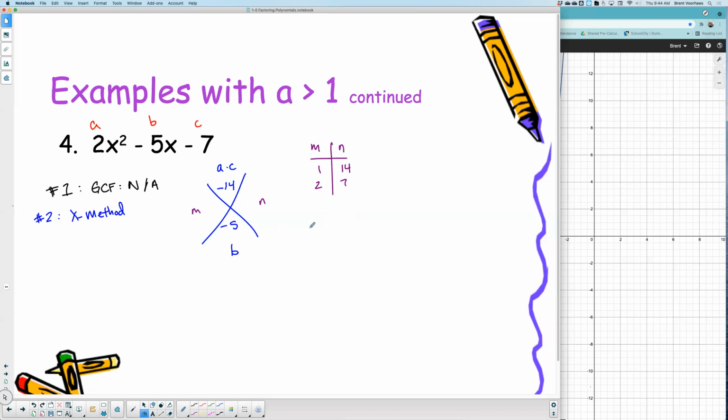Which one could give me a -5? Yeah, I hear 2 and 7. Sydney, what combination of 2 and 7 give me -5? That's right. 2 minus 7. 2 minus 7 would be a -5. 2 times -7 is -14. Perfect. So I go on to step 3.